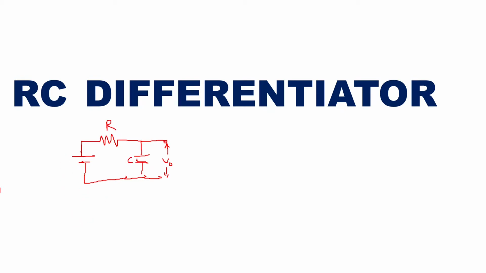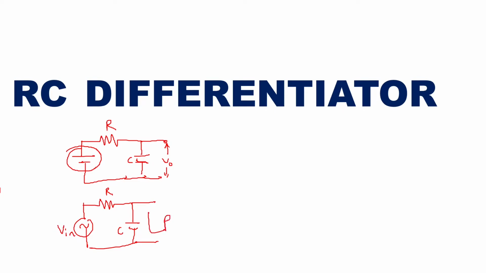Now, in place of this DC voltage, if you give a sine wave to the same RC circuit, then this will act as a low pass filter. This was your gain. This will act as a low pass filter.